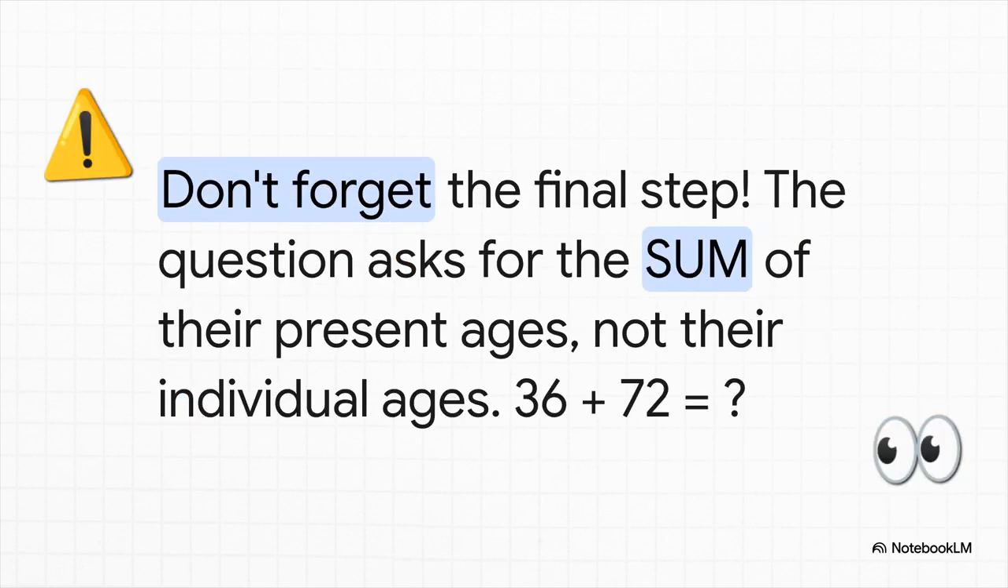But hold on. Don't celebrate just yet. This is a classic trap. You always have to double-check what the question is actually asking for. It didn't ask for their individual ages. It asked for the sum of their ages. So we take 36, add 72, and we get our final answer, 108. That's it. That big, complex word problem, solved. And all we had to do was translate it piece by piece.